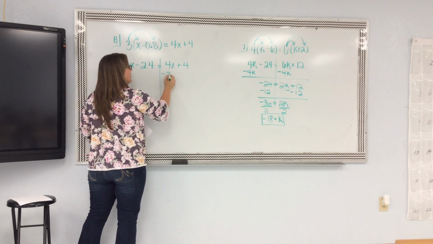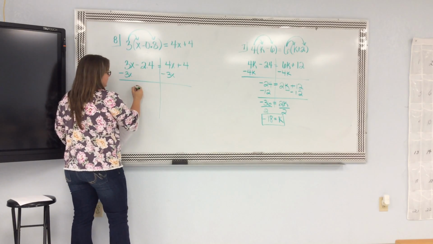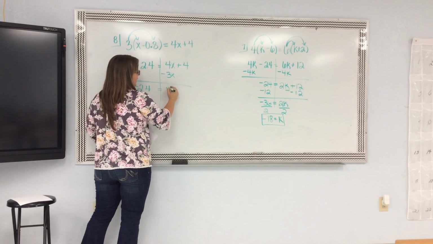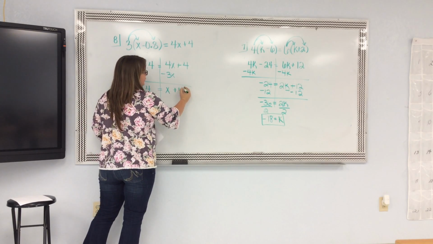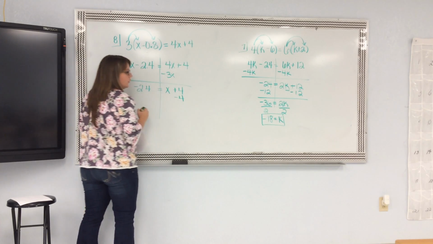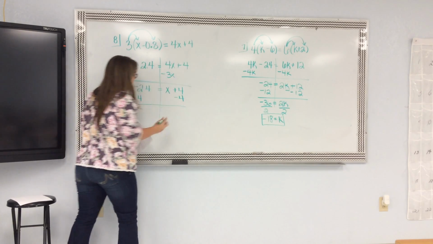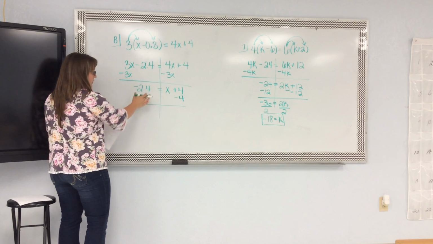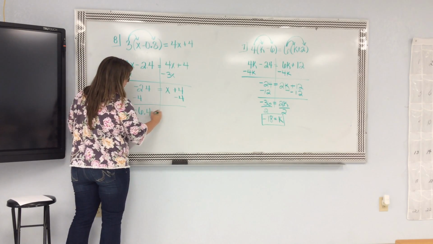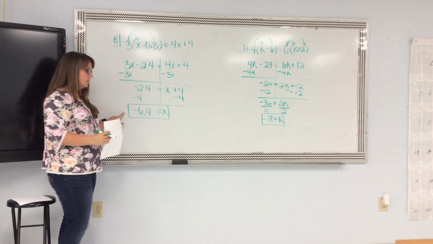If I do it to one side, I must do it to the other. 3x minus 3x goes away. Negative 2.4 is equal to 4x minus 3x, which is just 1x, plus 4. I want to get this x alone, so I need to get rid of this 4. If it's a plus 4, to get rid of it, I subtract 4. If I do it to one side, I have to do it to the other. Okay? So negative 2.4 minus 4 is negative 6.4, which is equal to x. That is my final answer.